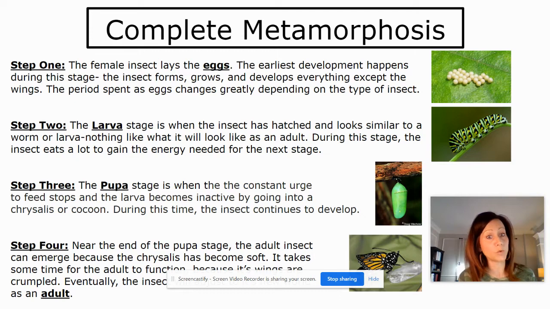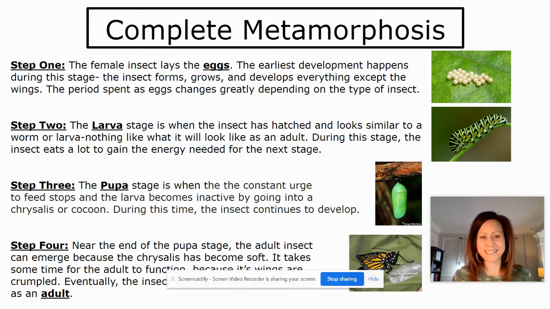So stage 3 is the pupa stage. That's the stage when the constant urge to feed stops. They become inactive and they kind of roll up into a chrysalis or a cocoon. During this time, the insect begins to develop from the caterpillar. So they're drastically changing while they're inside there. Step 4 is the end of the pupa stage comes and the insect turns into its adult form. So whether that's a ladybug or a butterfly, but now it's an adult.